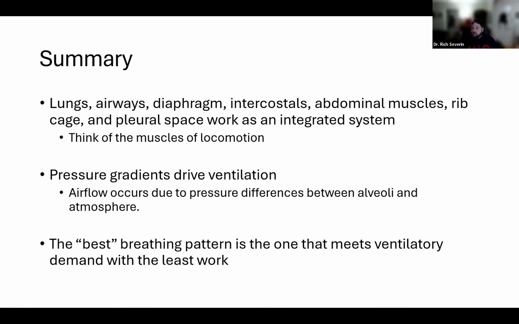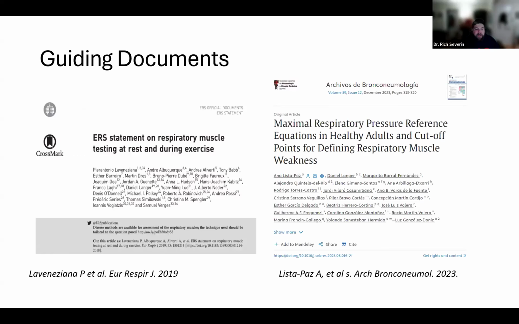And again, getting away from this idealized view of what a normal, perfect breathing pattern is. The best breathing pattern is the one that meets ventilatory demand with the least amount of work. And again, it's going to be context dependent. You want greater upper chest wall expansion in scaling activity if the demands of breathing require it, right? It's all context dependent.